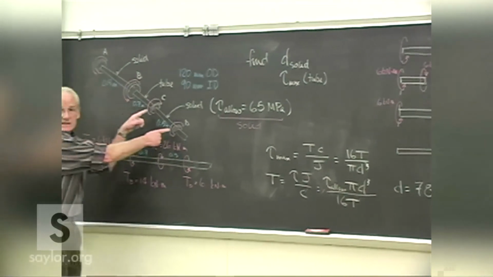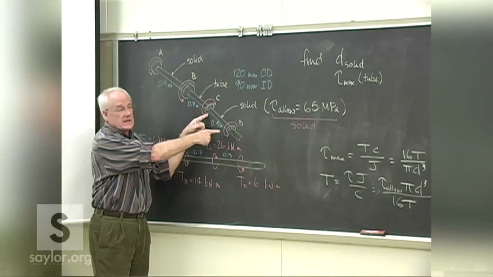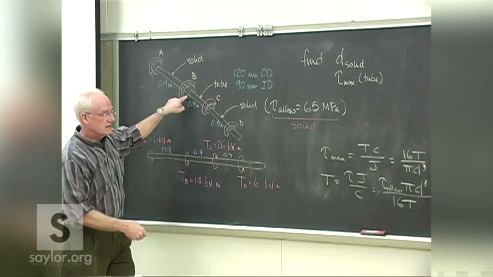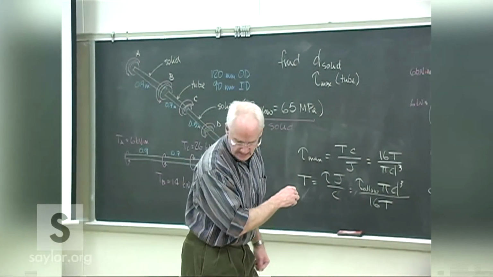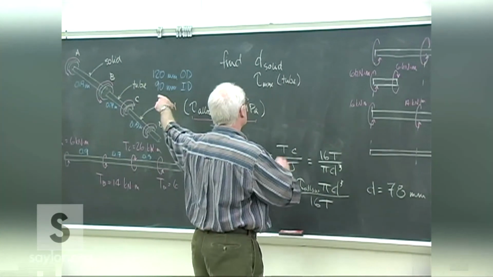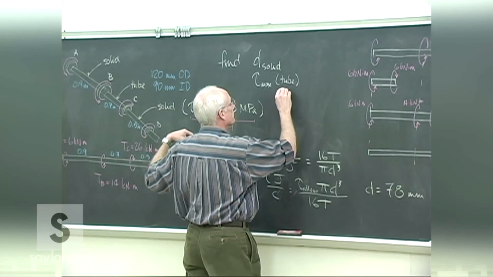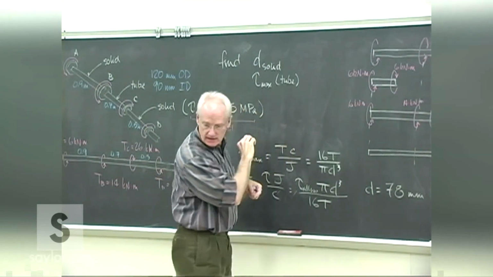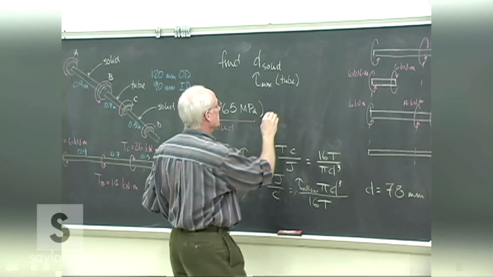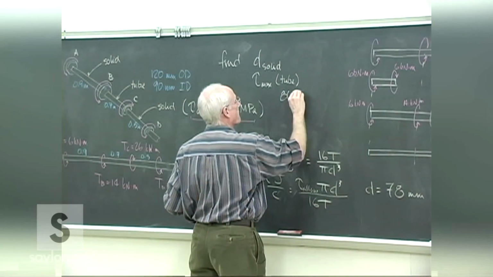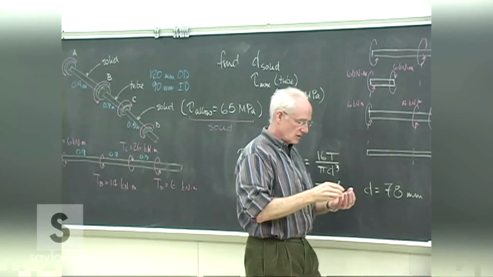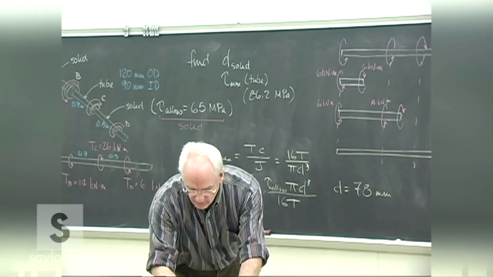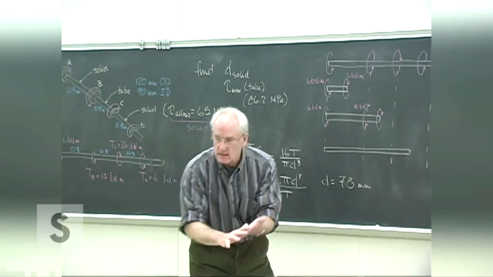Turns out this section has the same load, so D is gonna be the same for this section. And you can find a maximum of 86.2 in the tubular section there. 86.2. Okay, so double check those. If you don't get those, we'll reconfirm them on Wednesday. No, Friday.